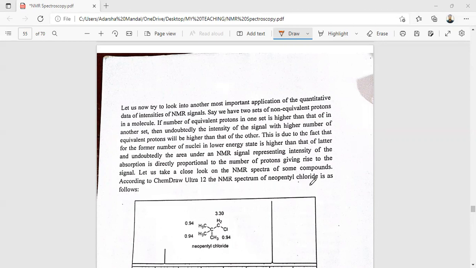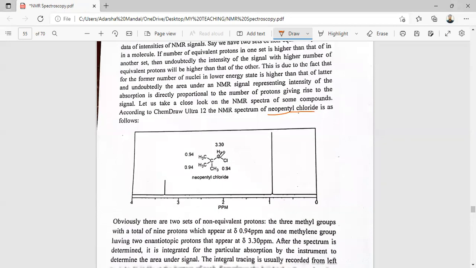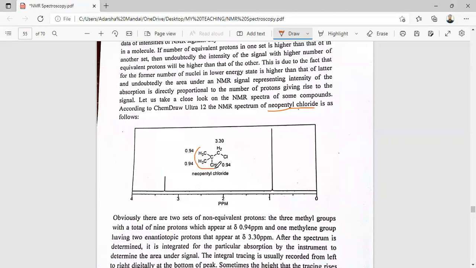So that means if the number of protons in one particular set is higher compared to the other set, that higher number of protons will give a more intense NMR signal in NMR spectrometry. So let's take the example of neopentyl chloride. In neopentyl chloride, there are two sets of equivalent protons. All these 9 protons give one signal, and these two H give one signal.